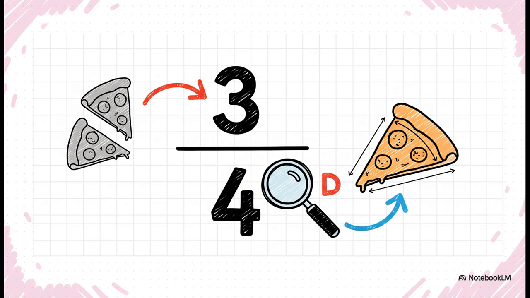So, the number on top, that's called the numerator. Think of it as how many slices of pizza you actually have. The number on the bottom, that's the denominator. It tells you how many slices the whole pizza was cut into. And hey, here's an easy way to remember. The denominator is down below, D for down.